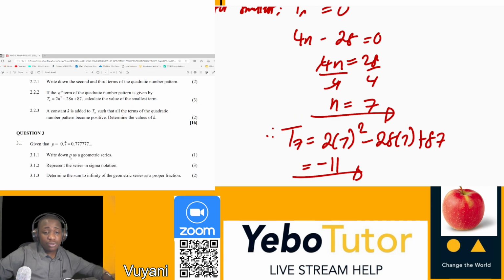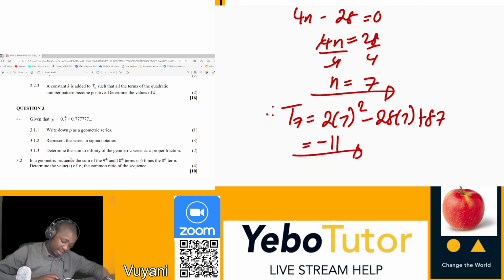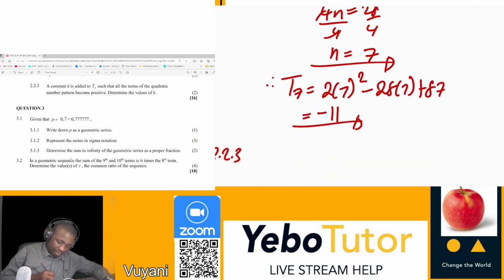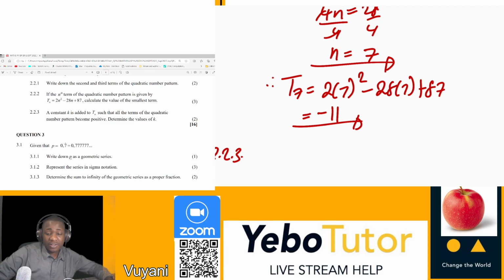Then after that we're having 2.2.3. A constant k is added to Tn such that all the terms of the quadratic number pattern become positive. Now they say determine the value of k. This is easy, guys. Why? Because they've already told us to calculate the smallest value, which means if that was our smallest value, we can easily see that this is just the answer.